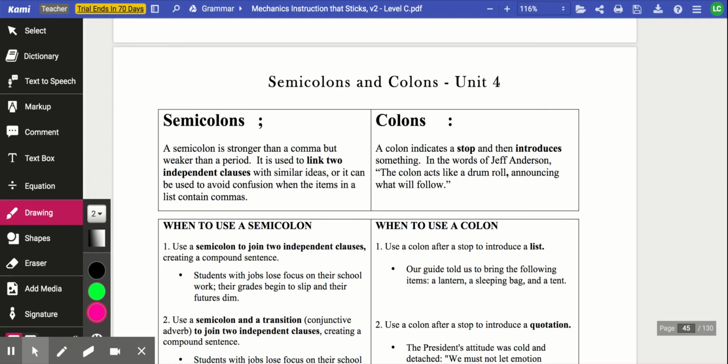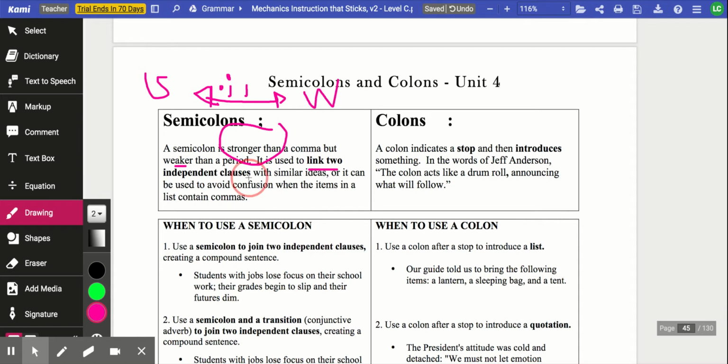So let's first talk about the semicolon. A semicolon is a stronger piece of punctuation than a comma, but it's weaker than a period. If we think about it in a line in terms of strongest to weakest, we would have the period being the strongest, then the semicolon, and then the comma, okay?